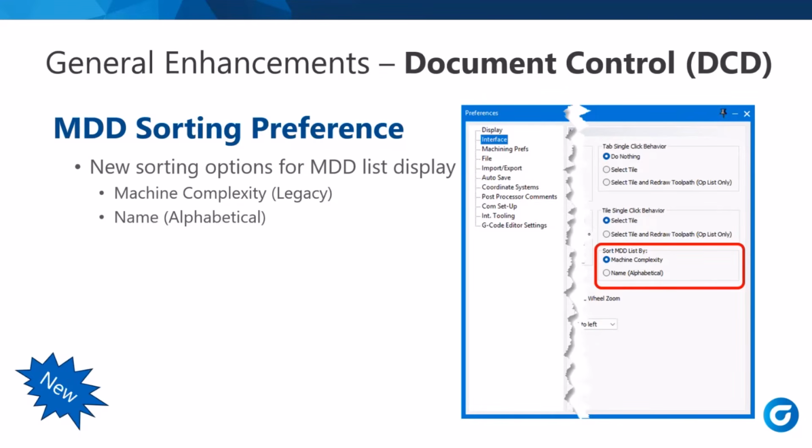A lot of people didn't know that because it didn't make a whole lot of sense, but that's what the algorithm used: machine complexity. Well, now we have the ability to do it also alphabetically.